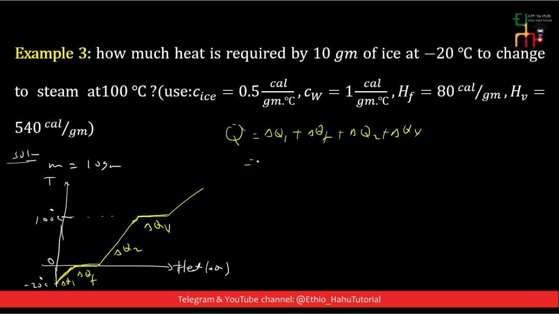Delta Q1 is simply mass of ice times C of ice times delta T of ice, plus delta QF, which is mass of ice times heat of fusion, plus delta Q2, which is mass of water times C of water times delta T, plus heat of vaporization, which is mass of water times latent heat of vaporization.